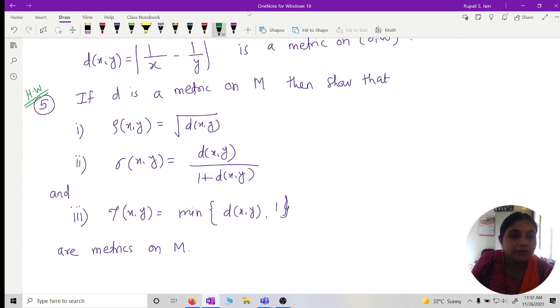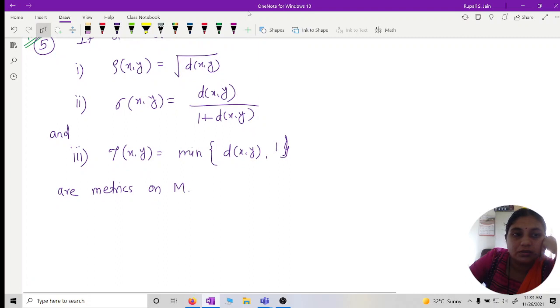Yes, ma'am. Rho of xy is equal to under root of d of xy, and we have to prove it is a metric. Then another metric we are defining as d of xy divided by 1 plus d of xy. And third one we are defining as minimum of d of xy comma 1. All three form a metric on M. So we will get 4 different metrics: one is the original d, and then using that d we are defining 3 different metrics on M. Right? Yes, ma'am.